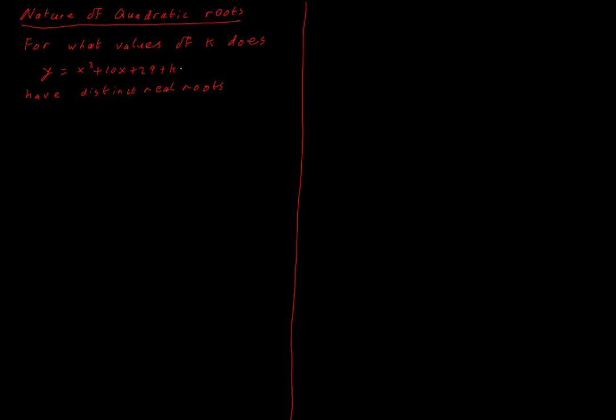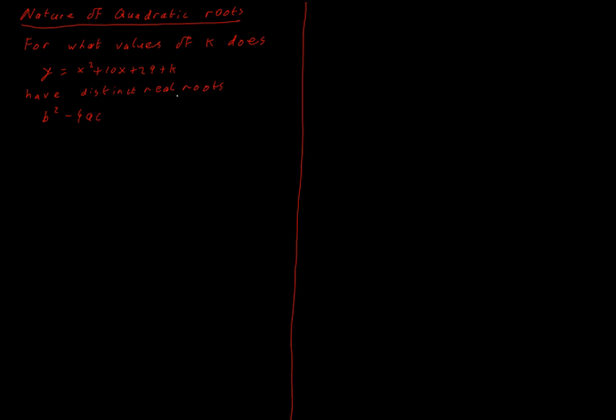And I'm asked for what values of k will this quadratic have distinct real roots. Well, when I see a phrase like this, it's a kind of keyword type thing that we have in this chapter, distinct real roots. If I'm asked about the nature of roots, what am I going to write down? I'm going to write down b squared minus 4ac, my discriminant. And I know that that's what I'm going to need to figure out the nature of roots.